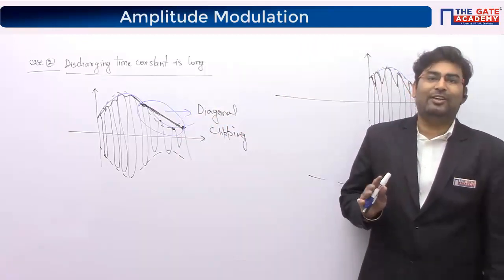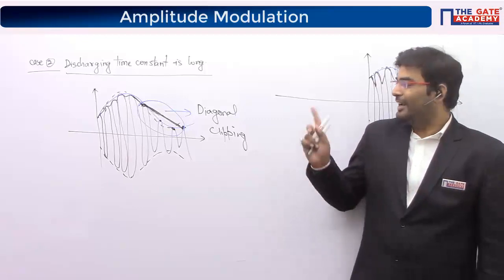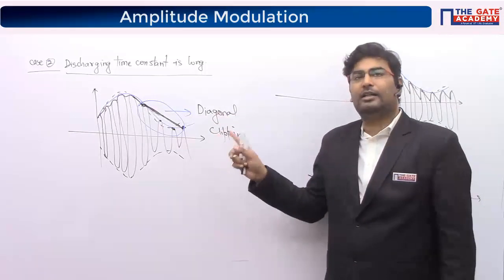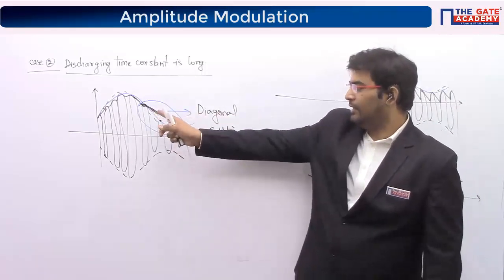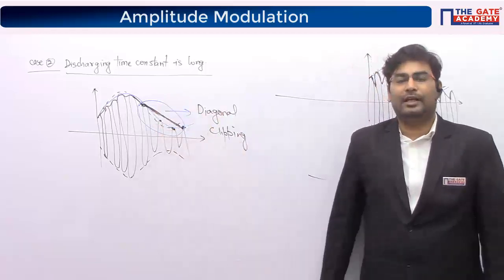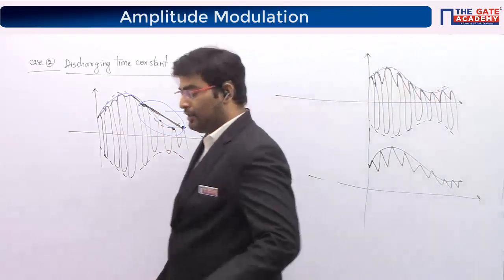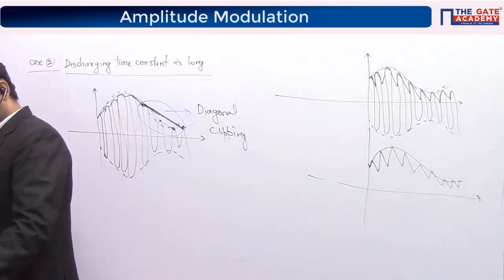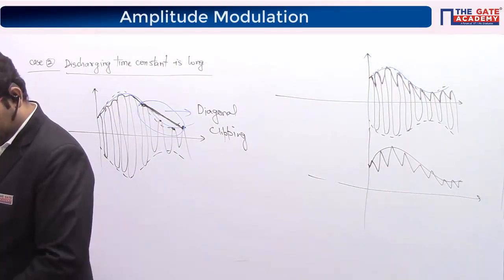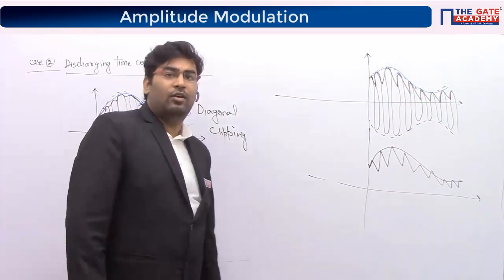Trust me, nobody will tell you in the way I have told you just now. It is called diagonal clipping because it is diagonally clipping one part of the AM signal, because the discharging time constant is too big and too long. It is discharging very, very slowly. Okay? I can repeat that.